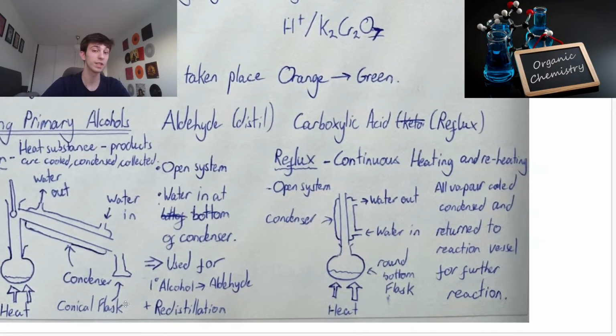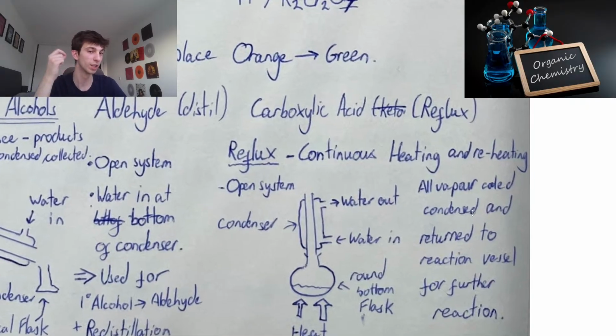Then reflux is continuous heating and reheating. Once again, also an open system, so we don't blow up. Yeah, we have that condenser, water in from the bottom, water out at the top. We have a round bottom or pear-shaped flask. Then we have heat. Once again, we'll use a heating mantle or a water bath. All the vapor is cooled and condensed and returned to the reaction vessel for further reaction.